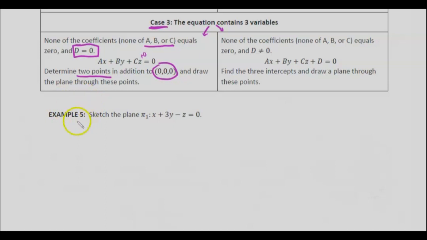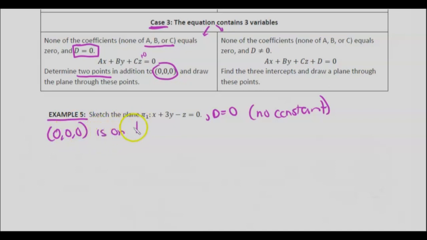Okay, so let's do an example of this. We have example 5 here. Sketch the plane x plus 3y minus z equals 0. Okay, so we see that there's no constant. As soon as we see that there's no constant, we know that 0, 0, 0 is on the plane. So we need 2 points.